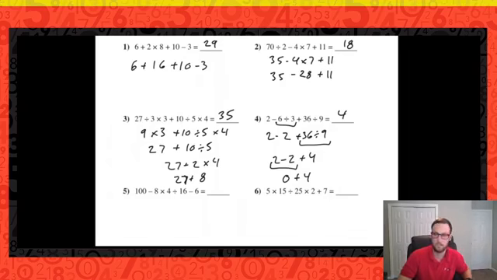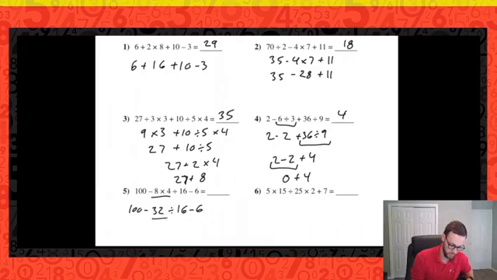Number 5. We'll do our multiplication first. 8 times 4 is 32. Got division here again. 32 divided by 16 is 2. Nice. 100 minus 2 minus 6. 100 minus 2 is 98, and 98 minus 6 is 92. Good job.